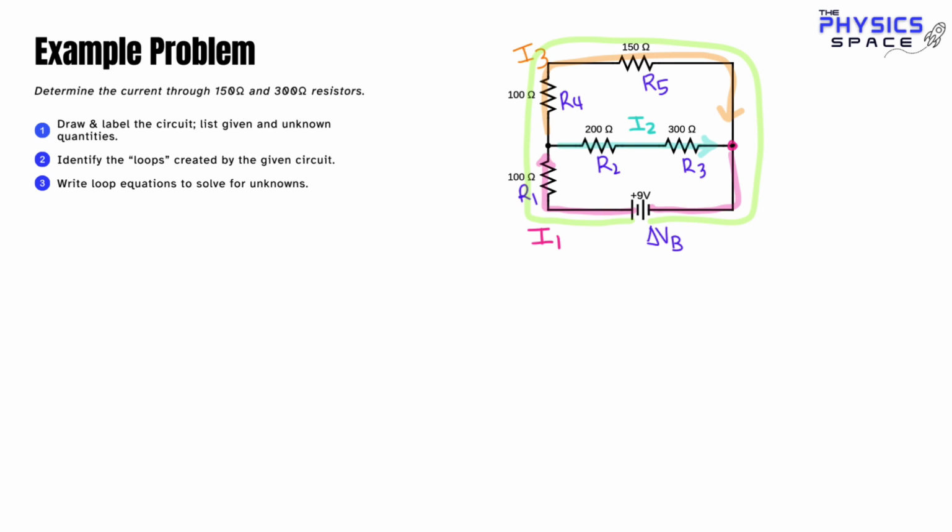So to start, I always like to start with the battery. You definitely don't have to, but for that outer loop, our battery voltage is positive. We would be subtracting the voltage across R1, subtracting for R4, and subtracting across R5, and we're setting our equation equal to 0. So the idea here again is that the sum of the voltages in the loop is equal to 0.